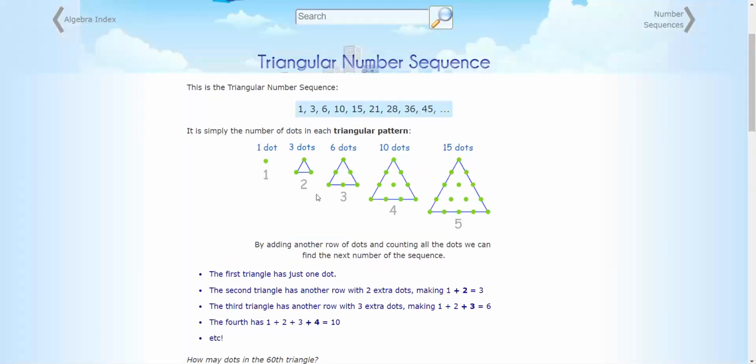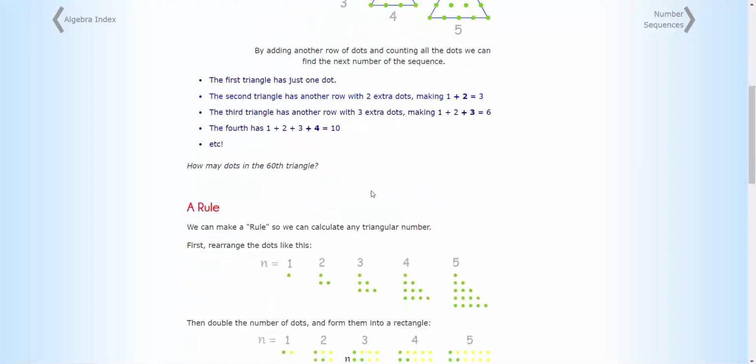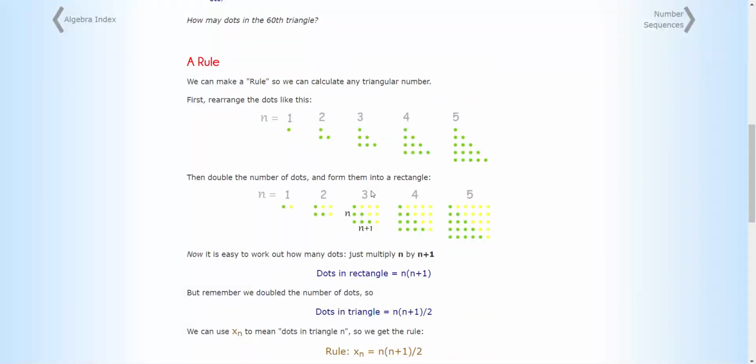So for each row, you count. Row number 1, you get 1 dot, and for row number 2, you get 2 dots. And here, 2 dots, 3 dots, 4, and so on.